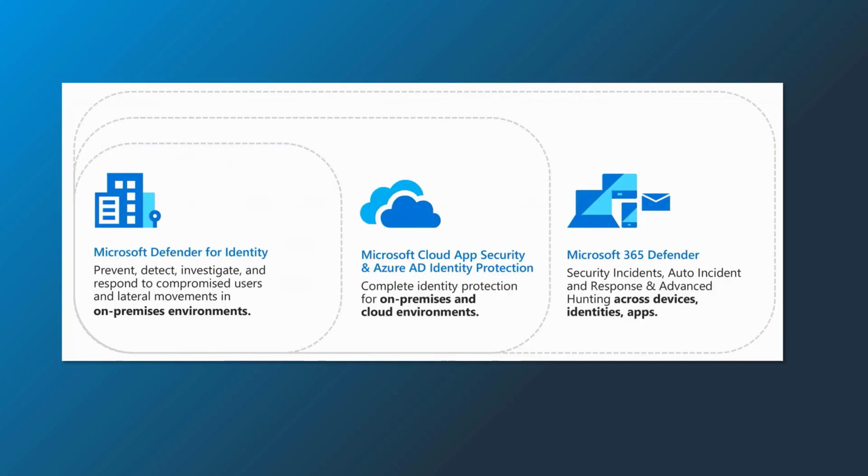Microsoft Defender for Identity can then work uniquely with Cloud App Security and Azure AD Identity Protection to provide complete protection across on-premise and cloud-based environments. These signals correlate across the other Defender incidents to provide an automated investigation and response. I think that it's important to note that some of these other features for identity will be managed within the Cloud App Security portal at the time of this recording.